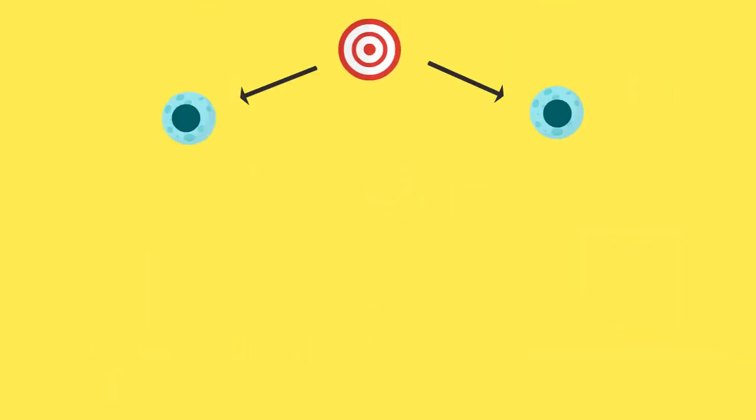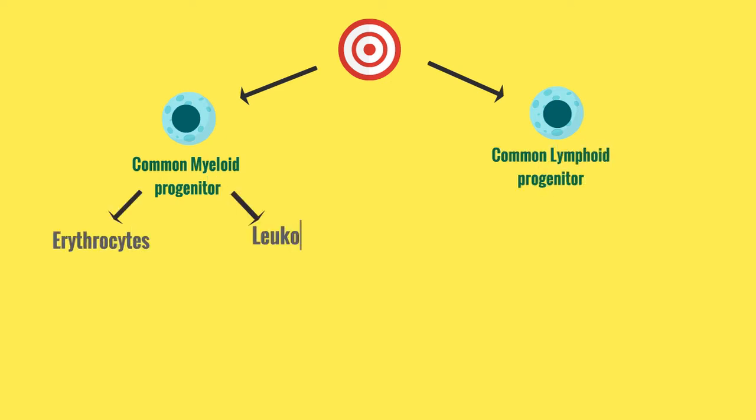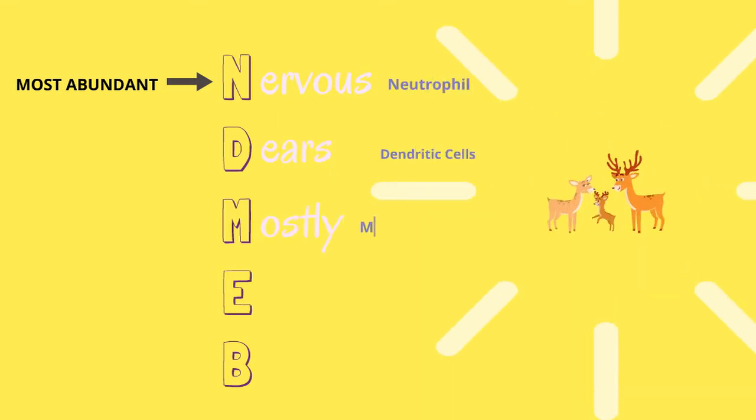These cells originate from hematopoietic stem cells in the bone marrow. From this we get these progenitors. The innate cells that we spoke about come from the common myeloid progenitor because they're leukocytes. The common lymphoid progenitor forms natural killer cells or lymphocytes, which form the adaptive immune response. Here is an anagram in order of abundance, with neutrophils being the most abundant.